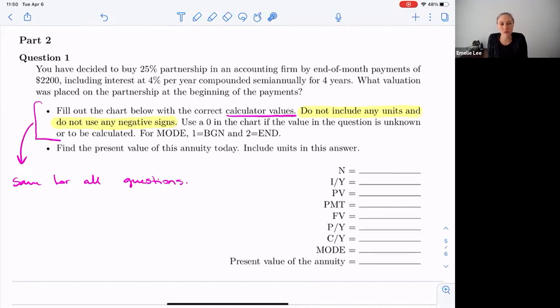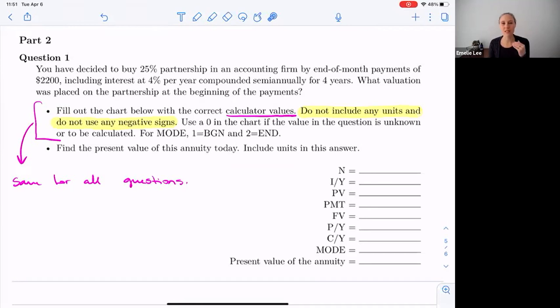So you've decided to buy a 25% partnership in an accounting firm by end of the month payments of $2,200, including interest at 4% per year, compounded semi-annually for 4 years. Forgot to change it. Oh well, doesn't matter. What valuation was placed on the partnership at the beginning of the payments? So that is the present value, right?